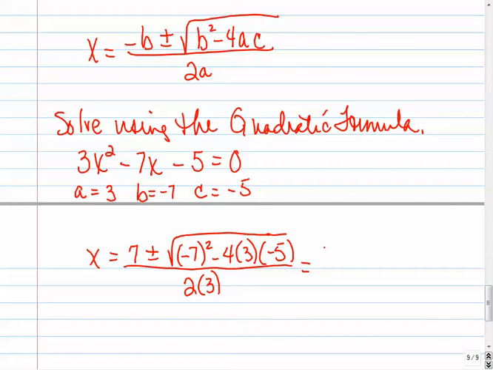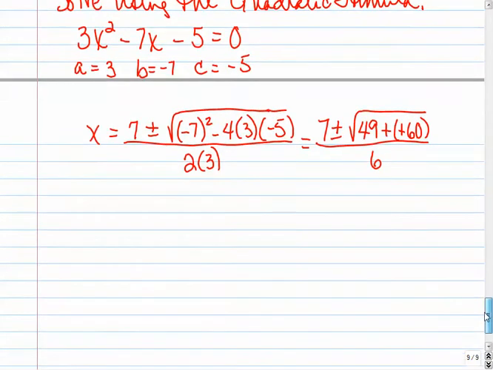So, let me bring over the 7 plus and minus, and then the square root of. So we've got to simplify under the radical. A negative 7 in parentheses squared is a positive 49. And this is going to be minus 4 times 3 is 12, and 12 times negative 5 is negative 60. So it's going to be minus a negative 60 all over 2 times 3, which is 6. Now minus a negative, remember, changes to plus a positive.